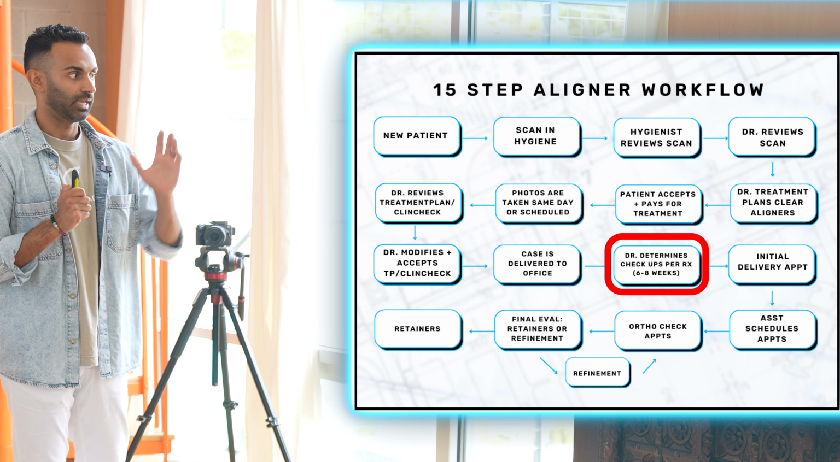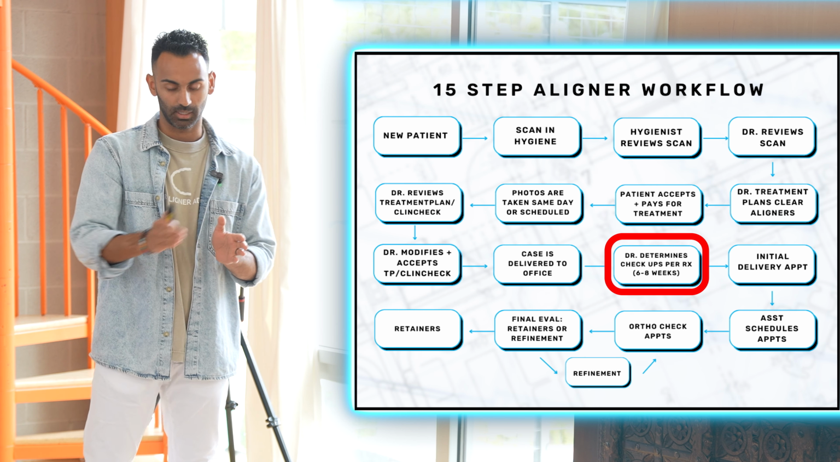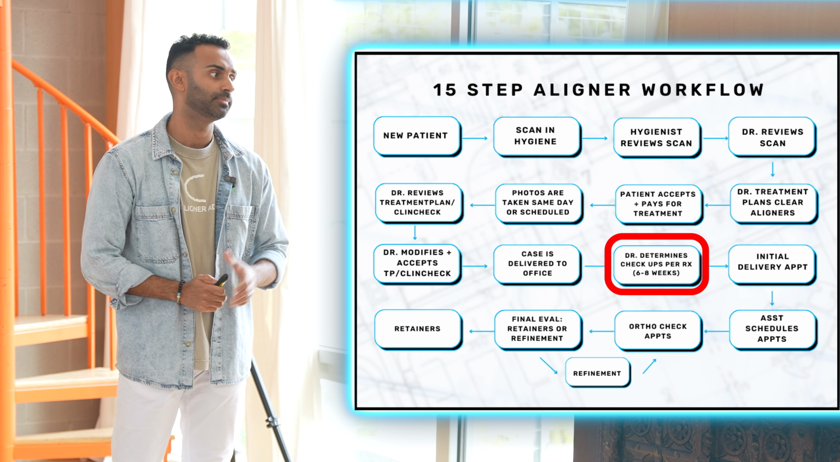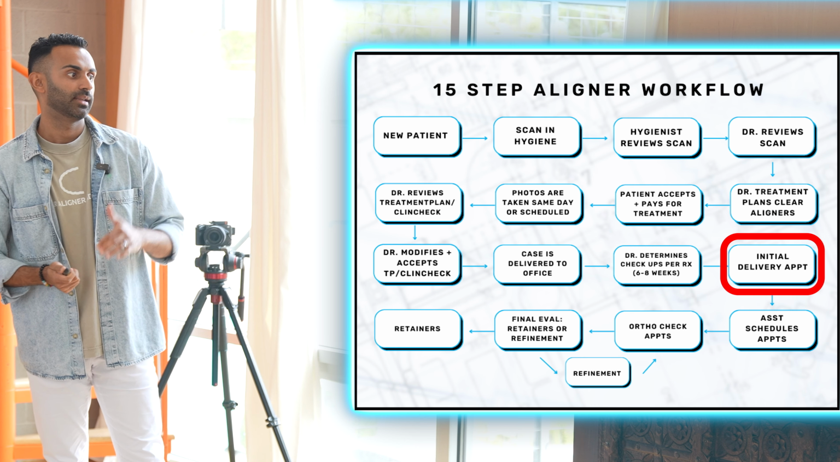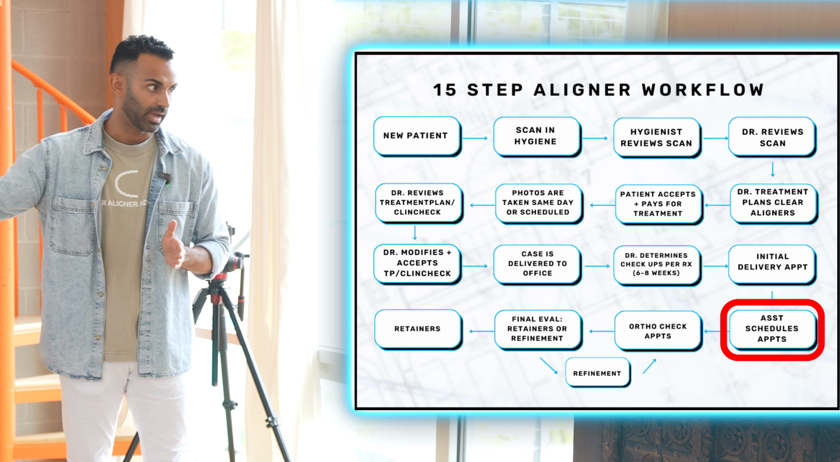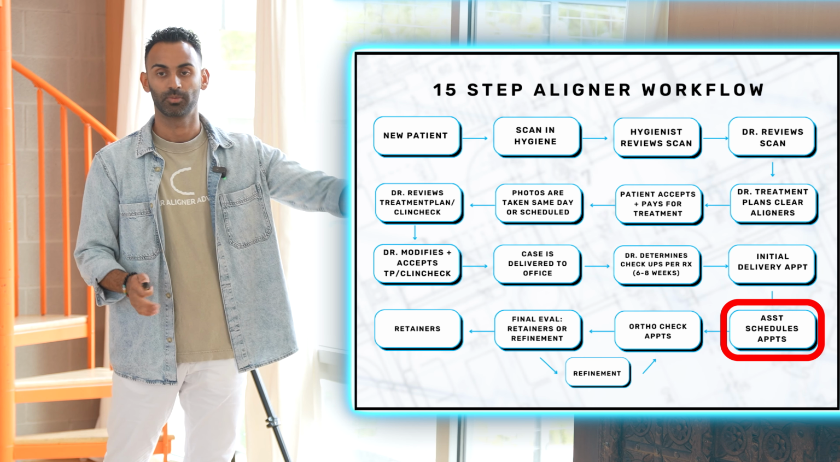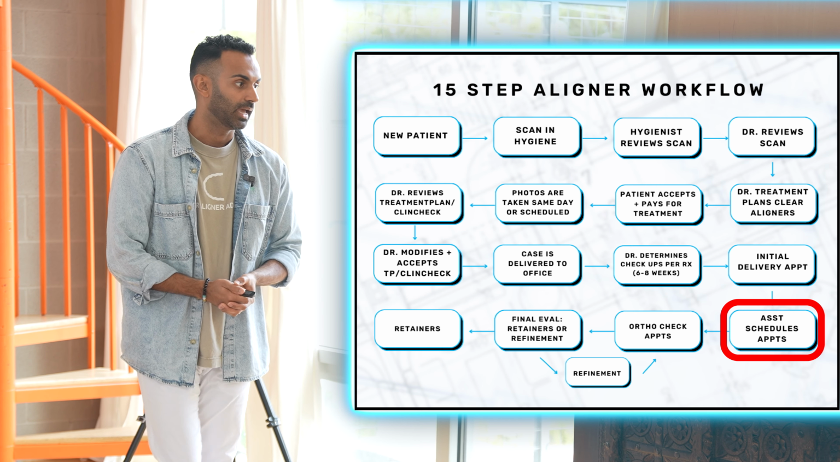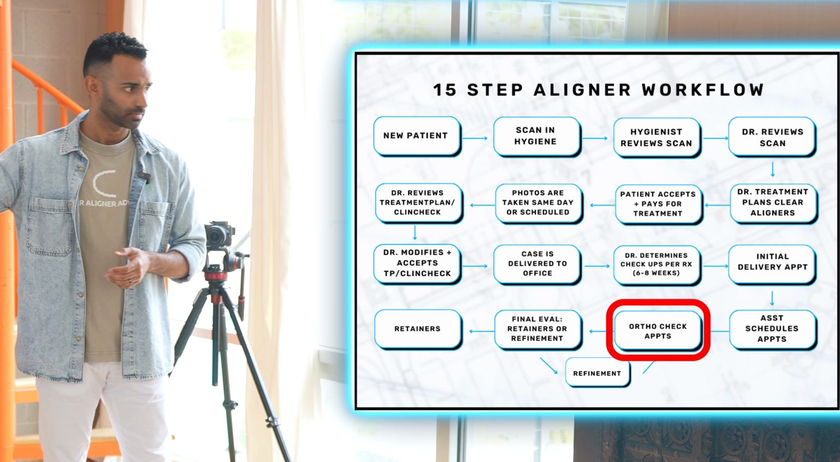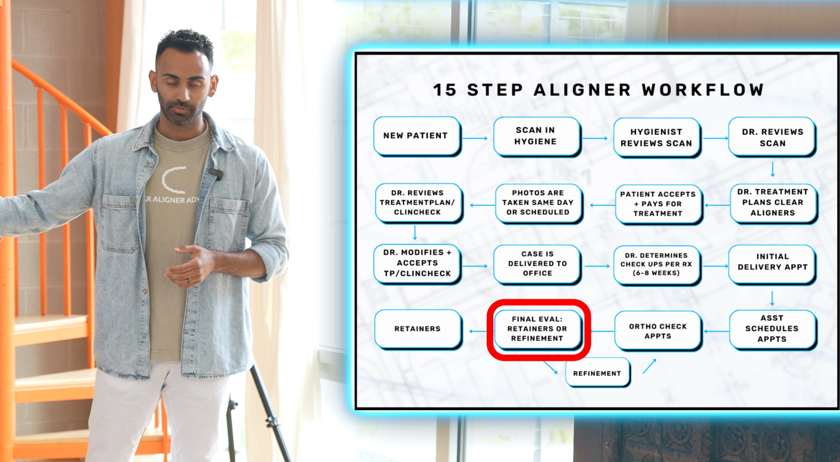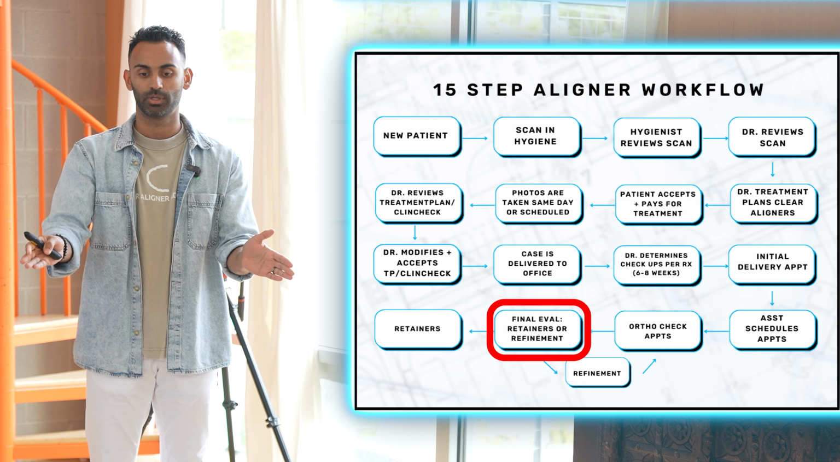So the case is delivered, you're determining what intervals you're having them come in, and then they come in for that initial delivery appointment. After that, like I was saying, the assistant schedules them out based on the predetermined dates that you have. And then you're going to have your ortho check appointments. Once those are done, they come in for the final evaluation, and then they're going down one of two lanes.